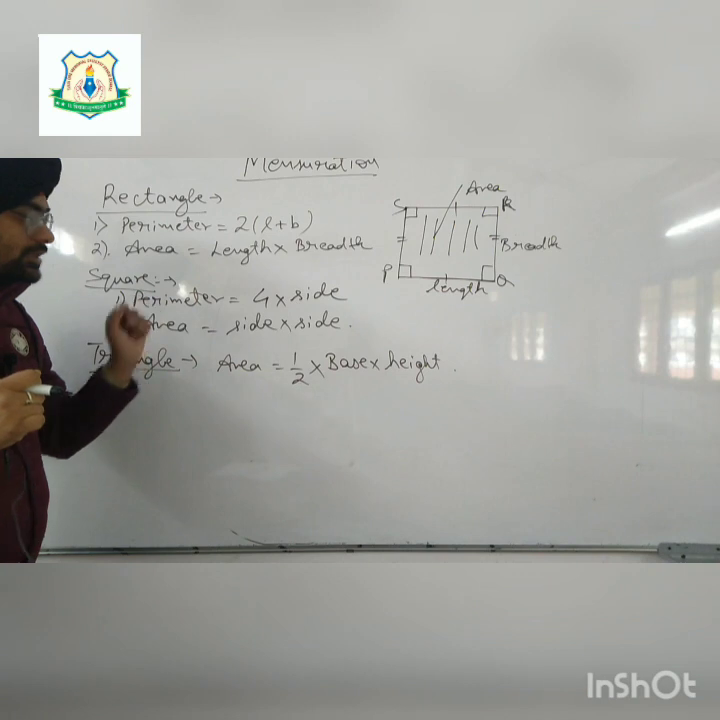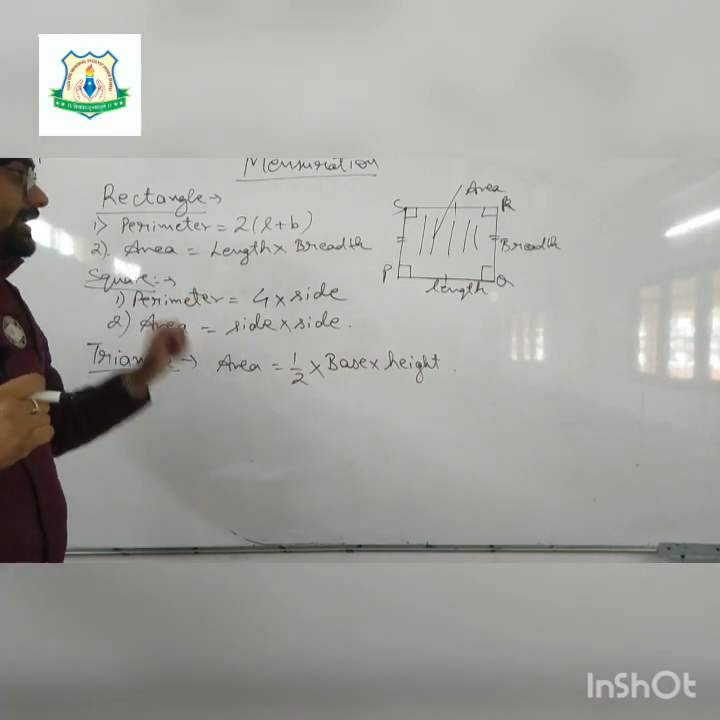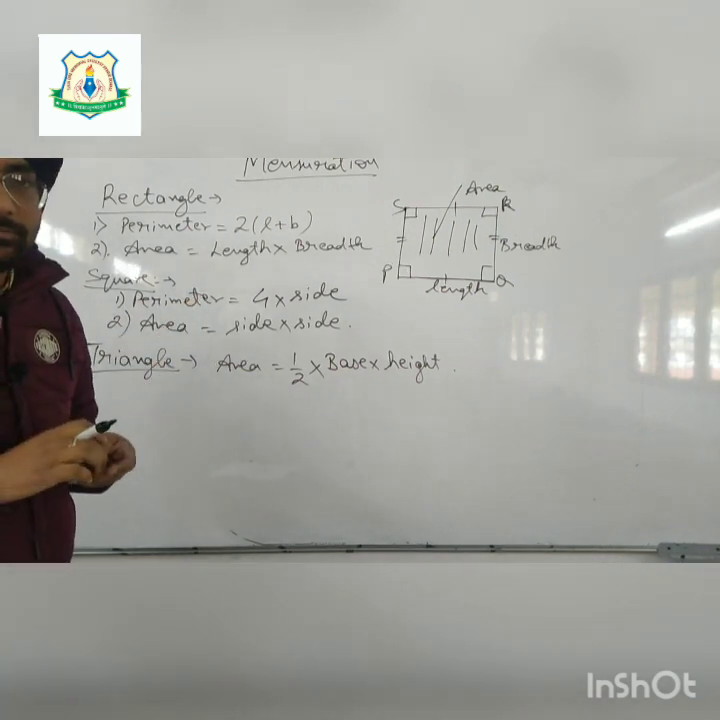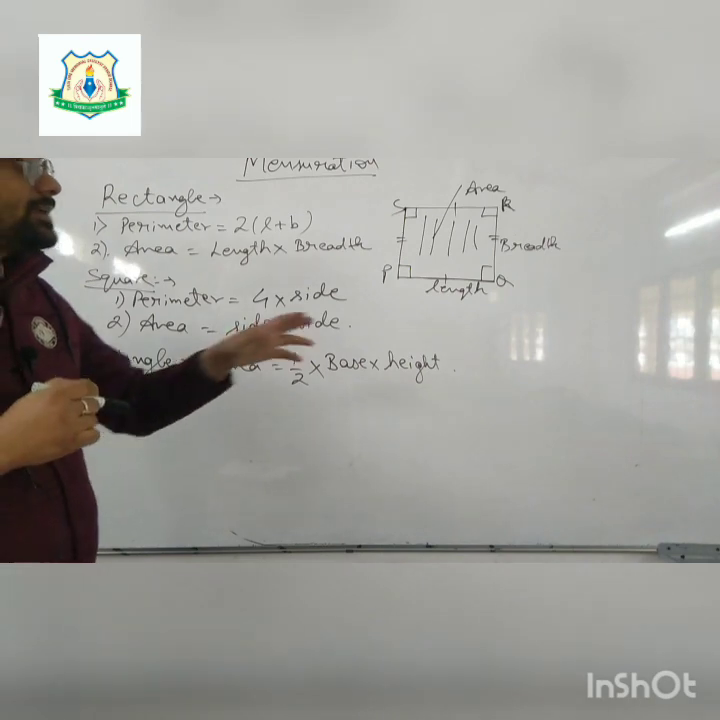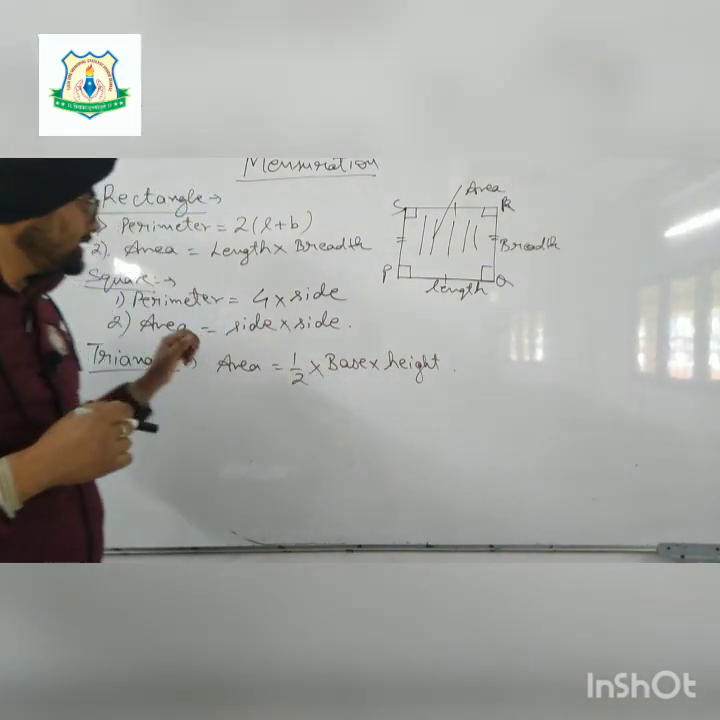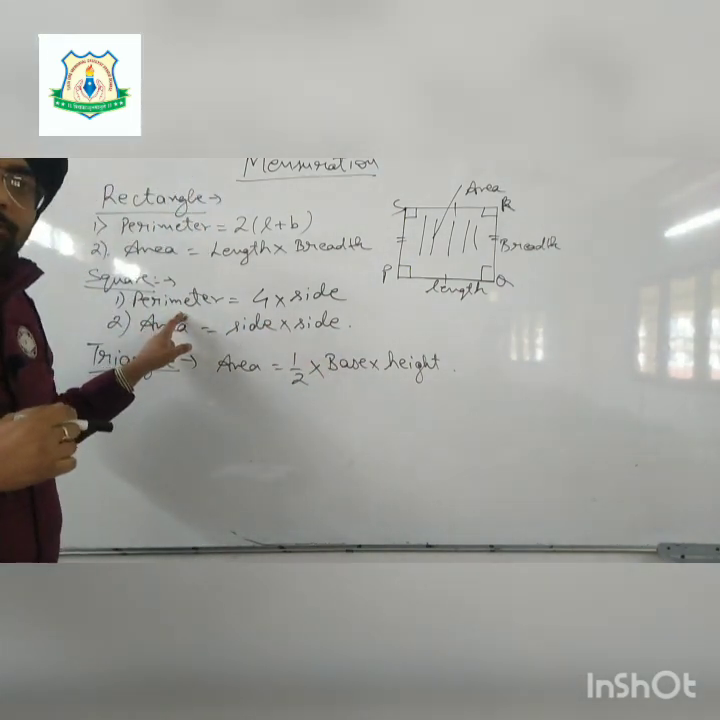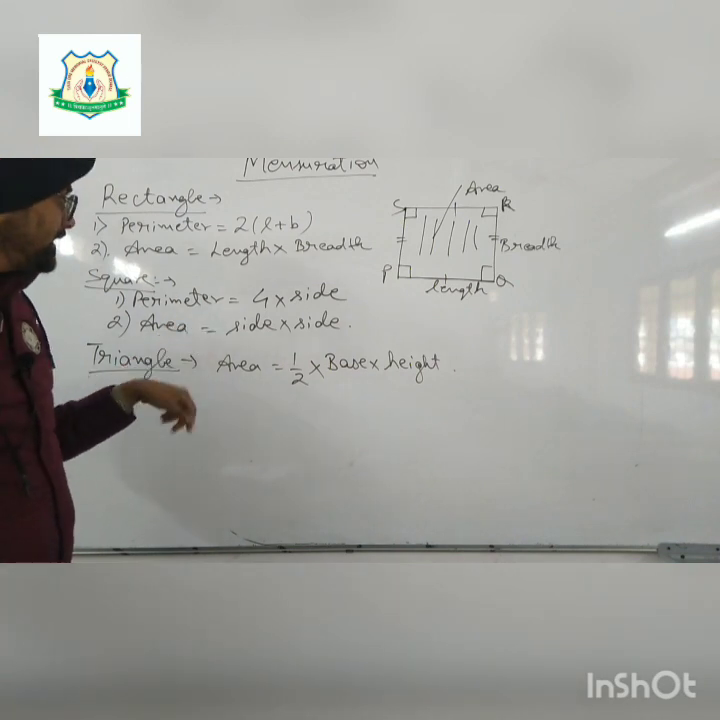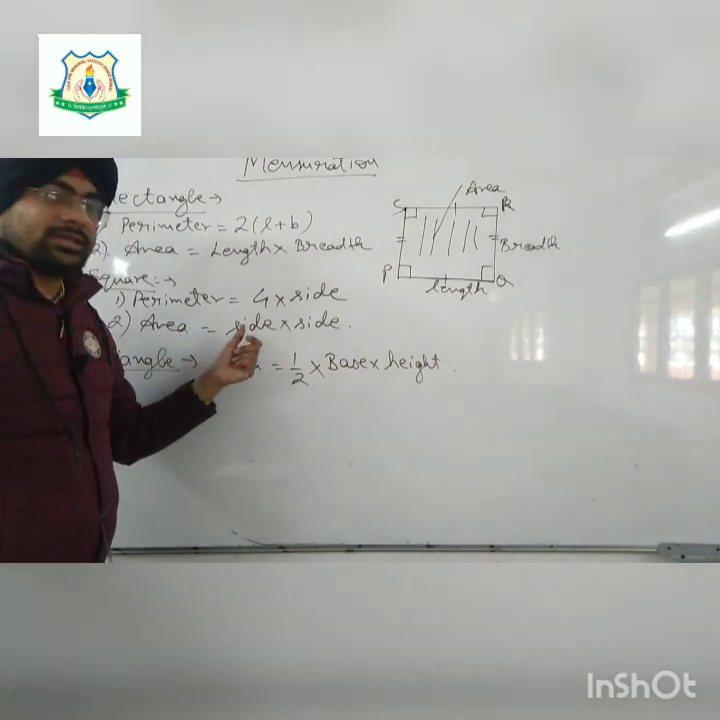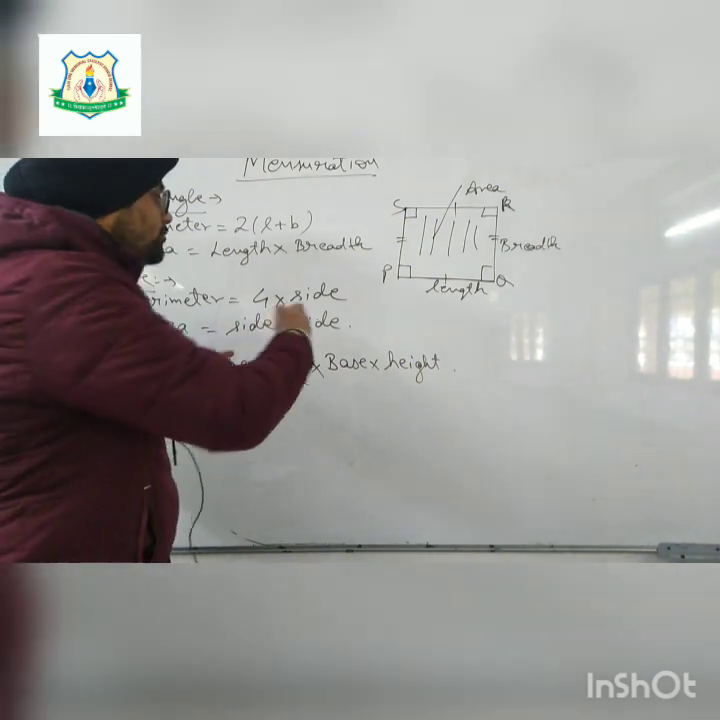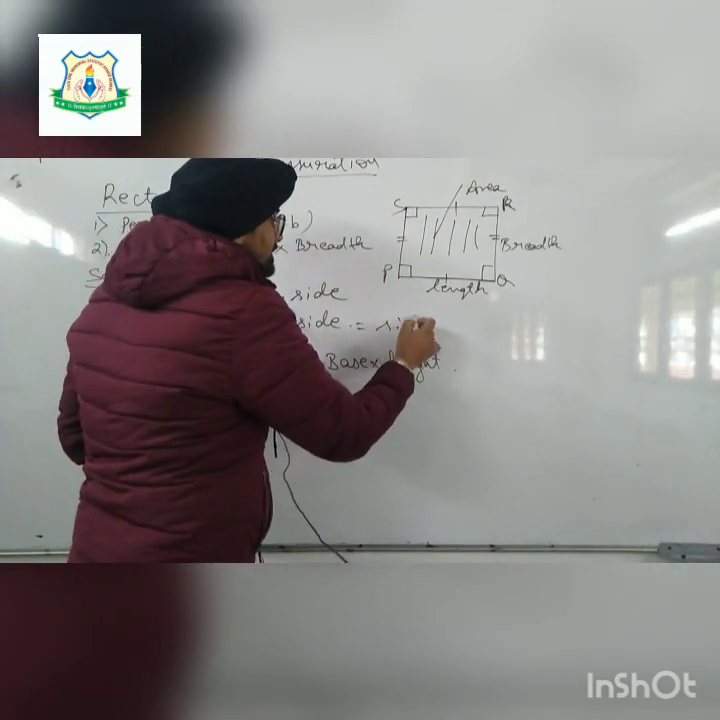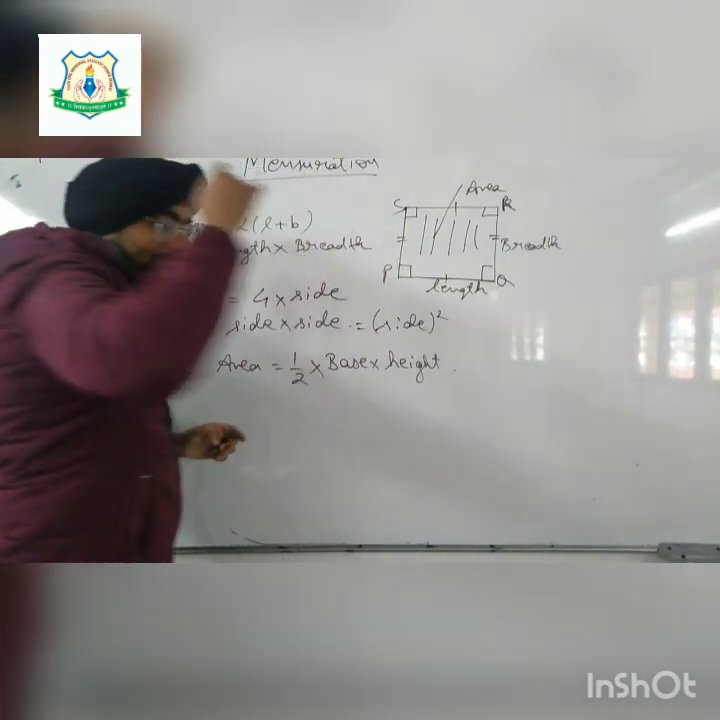When we come to the case of a square, all the sides are the same and all the angles measure a right angle. So in the case of a square, the formula for the perimeter is 4 into side. And the formula for the area is side into side, or you can also represent this as side squared.